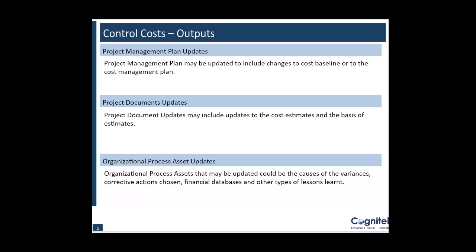More importantly, it also includes any lessons learned. Lessons learned is an activity which you will have to do at continuous intervals, and that is also a part of your OPA update. The short form for organization process asset is OPA. Okay, that is an OPA, or organization process asset, update.